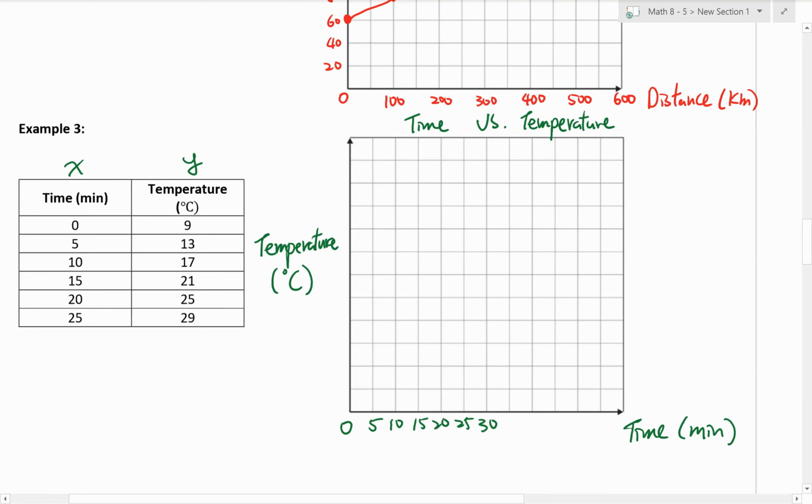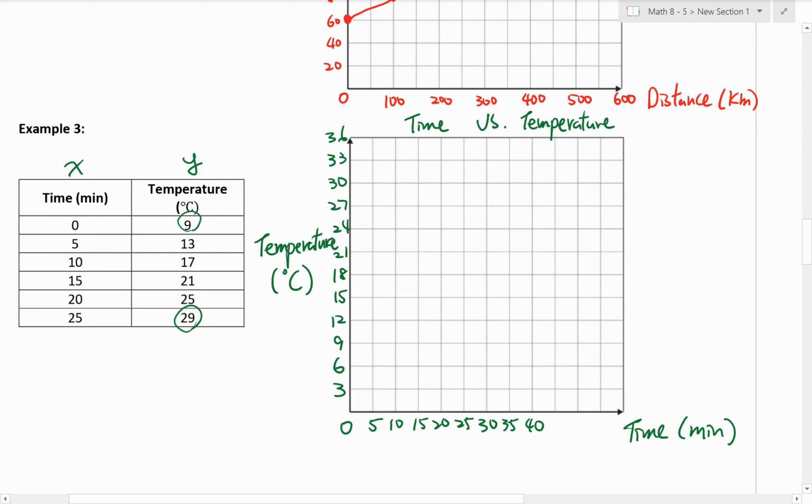For the temperature, the highest point here is 29. And the lowest is 9, so I would have to start from 0 and go up to 30-ish. So I'm going to just make each box worth 3, okay? Because I know there are 12 boxes here. So I'm going to say that's 3, 6, 9, 12, 15, 18, 21, 24, 27, 30, 33, and 36. Definitely don't need that much, but that's okay.